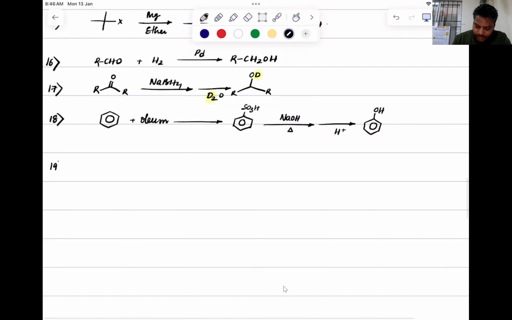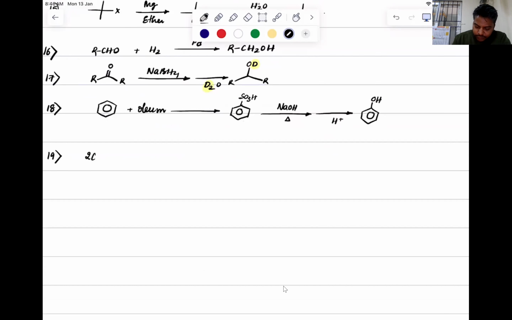Next, 2 moles of CHCl3 plus O2 in the presence of h nu. When you react chloroform in air, or CCl4 also when you react in air, we are going to get a poisonous gas COCl2, which is phosgene gas, plus HCl.